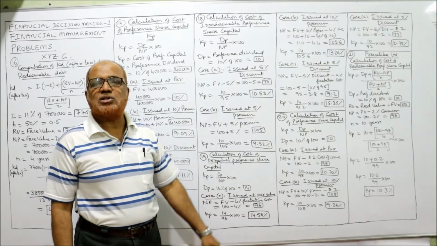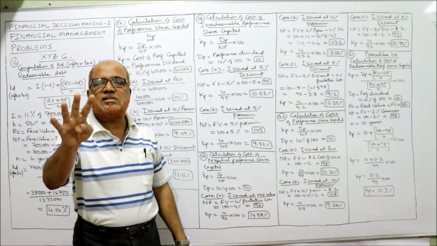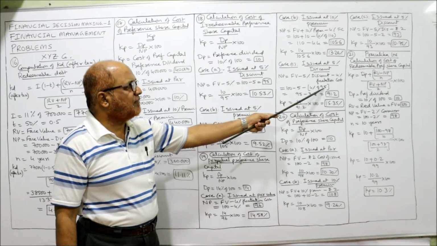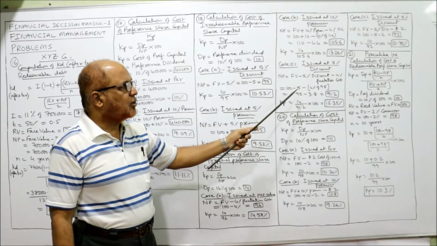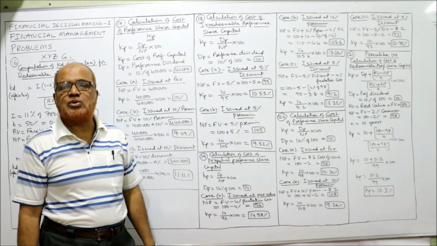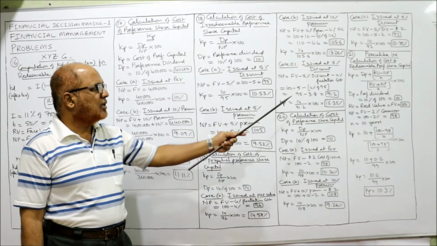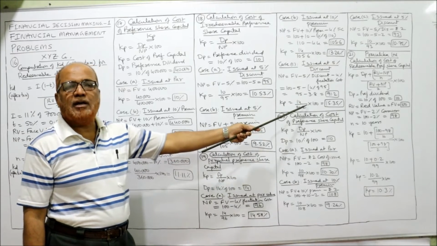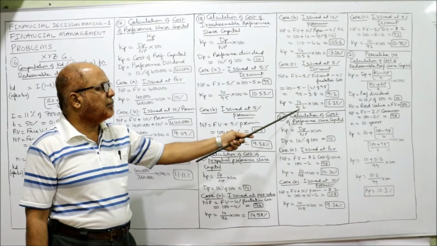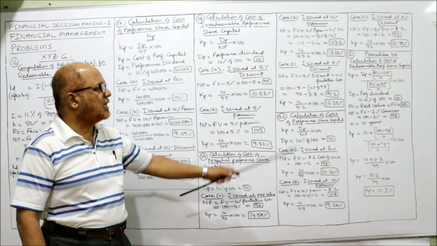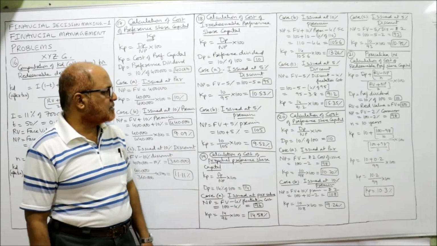So flotation cost will be 4% of 95. So 4% of 95, it comes to 3.8. So 95 minus 3.8, 91.2 is the net proceeds. Now KP is DP by NP into 100. So 14 divided by 91.2 into 100, 15.35%. This is the KP. Completed.